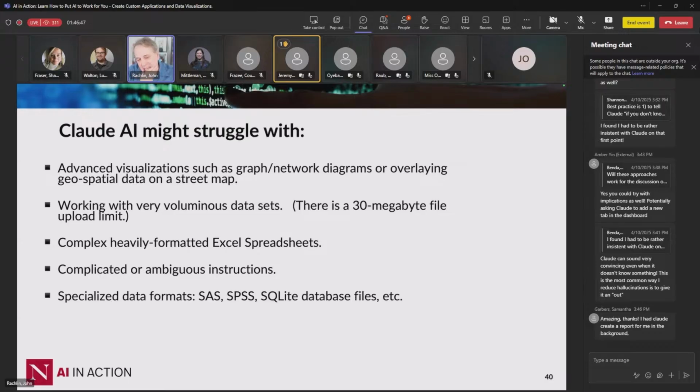And it's not really designed, I think, at this stage to handle very specialized data formats like SQLite databases or data formats that are specific to particular statistical packages and the like. So spreadsheets, CSV files, text files, fine. Once you start getting into more customized or proprietary formats, you may hit into some limits.